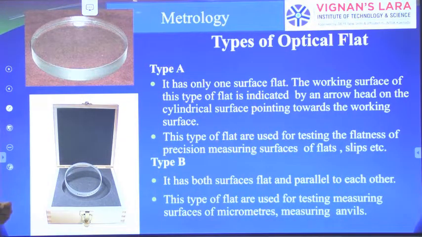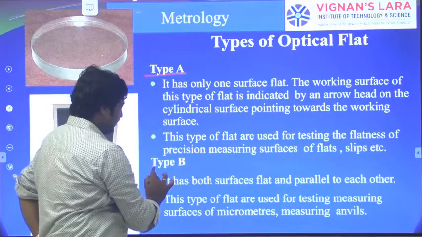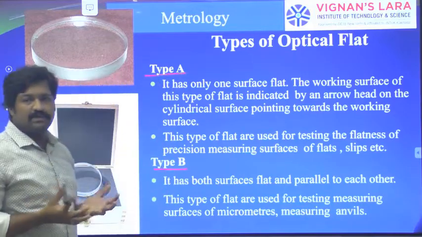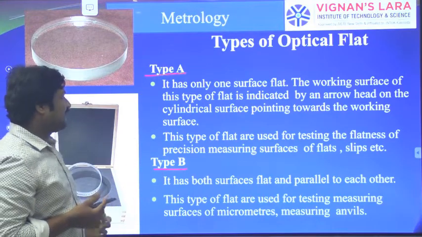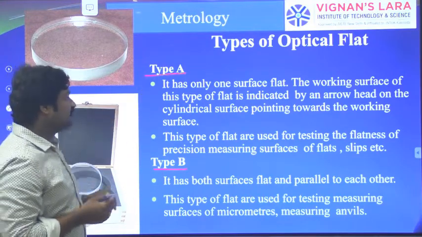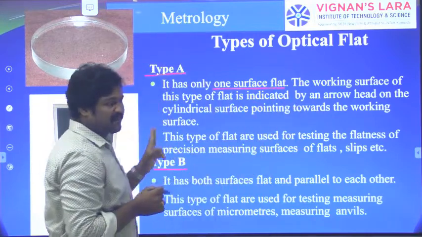Types of optical flats. There are two types of optical flats, type A and type B. Depending upon the application, we can use type A or type B. Type A has only one flat surface.